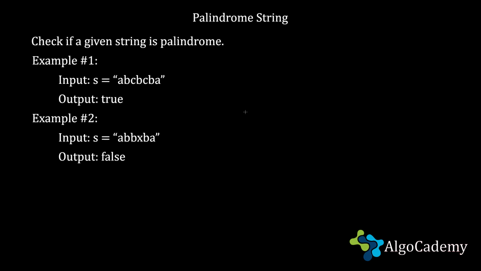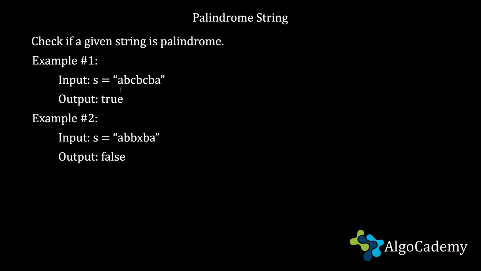So, the statement is simple, we are given a string and we have to check if that string is a palindrome. So first of all, let us remember what is the definition of a palindrome string. A string is a palindrome if it reads the same backward as forward. Let's take a look at these two examples.